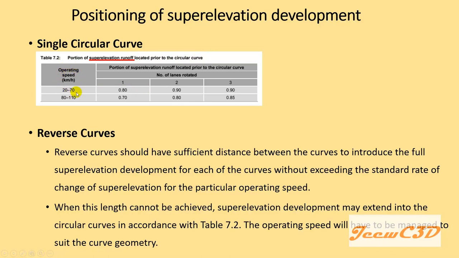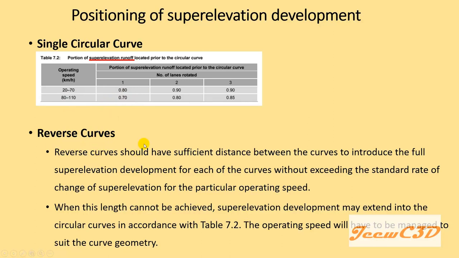So your operating speed is 20 to 70, and you will be putting 80% on the straight section. This means the portion of superelevation runoff located prior to the circular curve, that means on the straight, is 80%. In the RDA guideline, it was 66% or 67%, that means 2/3. But here you have 80% of the super elevation in the tangent section and only 20% on the curved section. If the speed is greater than 80, you have to use 70%.